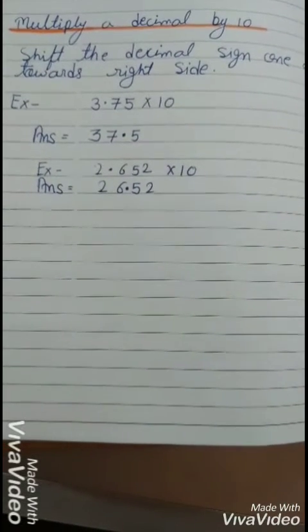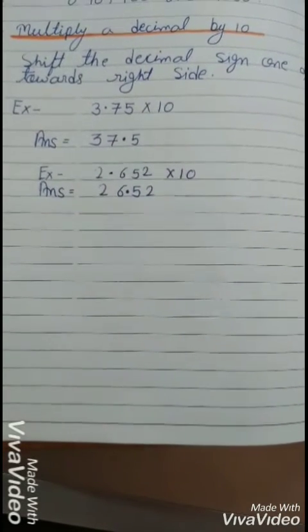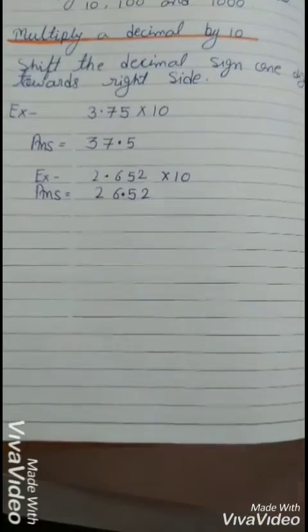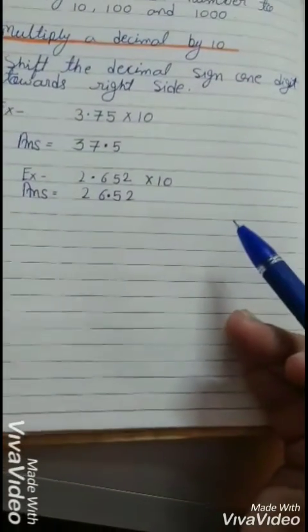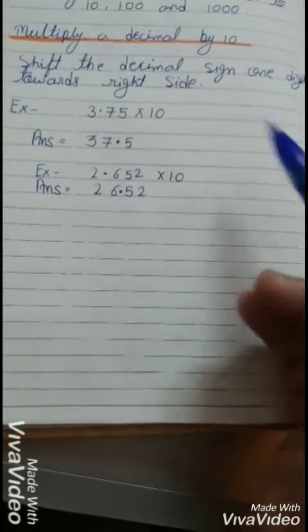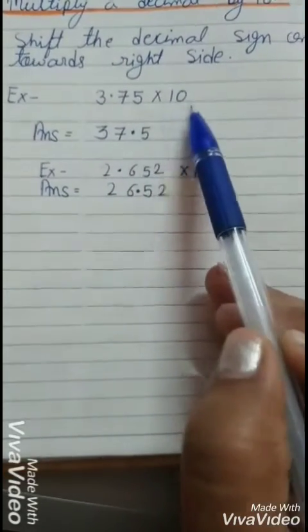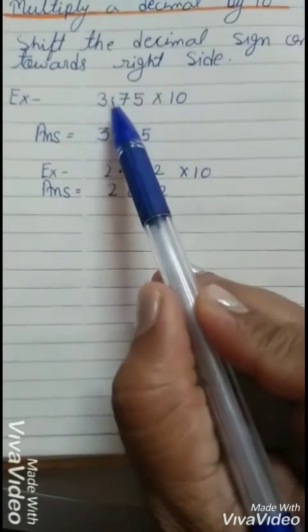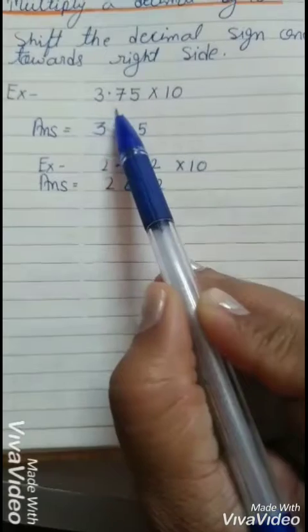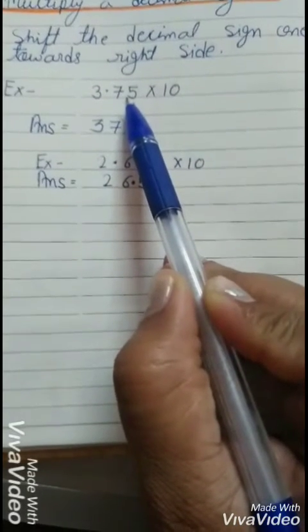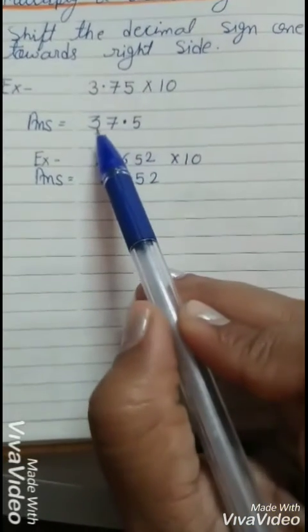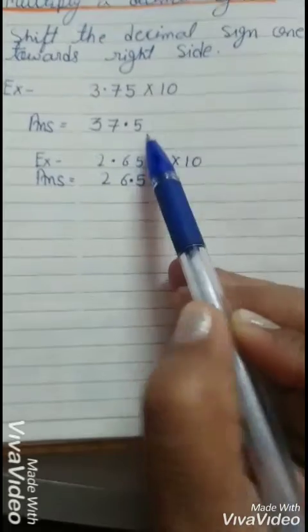When we have to multiply a decimal number by 10, what we have to do is shift the decimal sign 1 digit towards the right side. For example, here we have the number 3.75 into 10. We just shift this decimal sign 1 digit towards the right side. That means the answer will be 37.5.